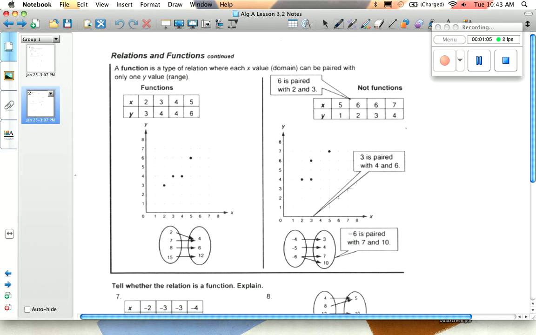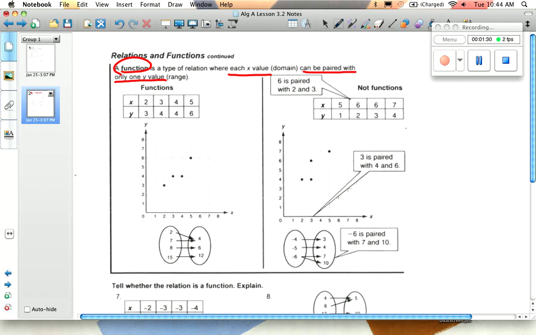Right now, I want you to circle the word function, so you don't have so many words to try and remember. Function, each x value, and we're underlining now, can be paired with only one y value. Those are the important words in there right now.